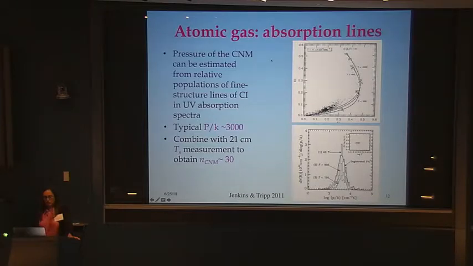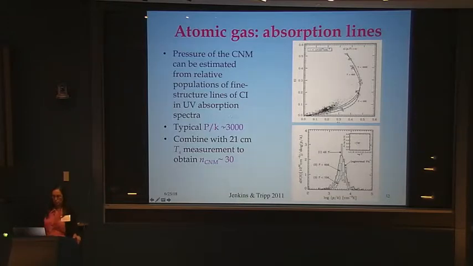So what about the pressure, if you actually want to get the density? You can use the ratios of fine structure lines seen in UV absorption. And this is showing an example from Jenkins and Tripp of how this is done. So these are the observations. Then each of these lines is for a different temperature, and each of the points on the line is a different pressure. So you see where you get the best match.